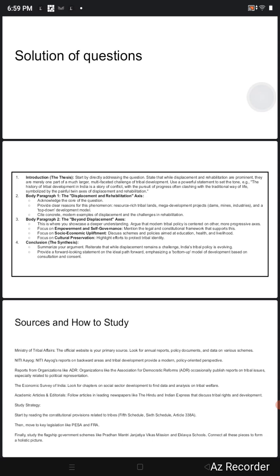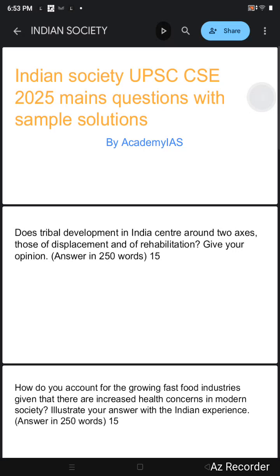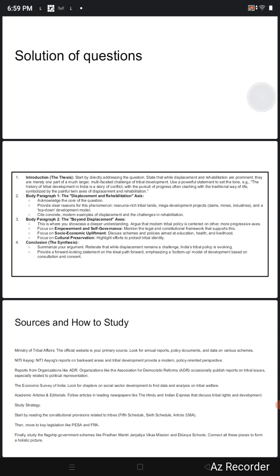Let's come to the body. We have two headings. The obvious answer, the first, will be the displacement and rehabilitation axis. In the first part of the body we accept that yes, there are displacement and rehabilitation axes, and in the second part of our answer we will write something else. We'll show some other pictures, that not just displacement and rehabilitation, there are some other things going on in tribal development. Okay, so let's see.